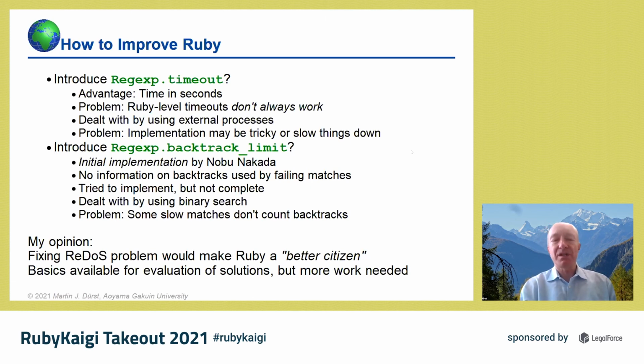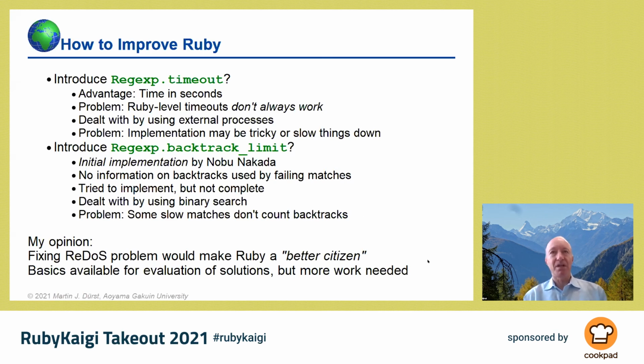The other alternative is a backtrack limit. Nobu Nakada already did an initial implementation. I found that it has some problems. For example, there's no way to find out how many backtracks it took when there's a failed match. I tried to fix that, but didn't come up with a complete fix. So what I ended up doing was using the limit and doing a binary search with the limit to find out exactly how many backtracks a regular expression with some input would need. But there's still a problem there because some slow matches don't show any backtracks. So we're either not counting it correctly or there's something else that we have to control.